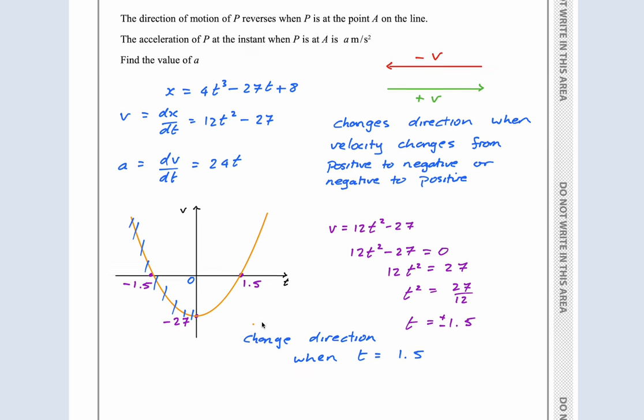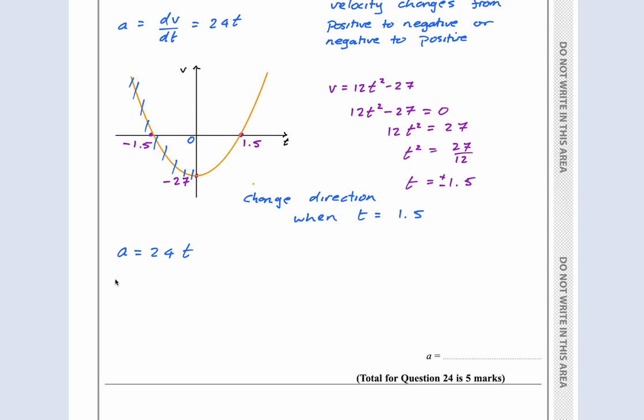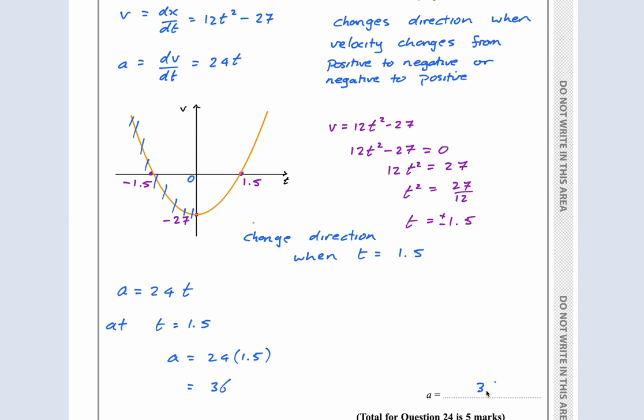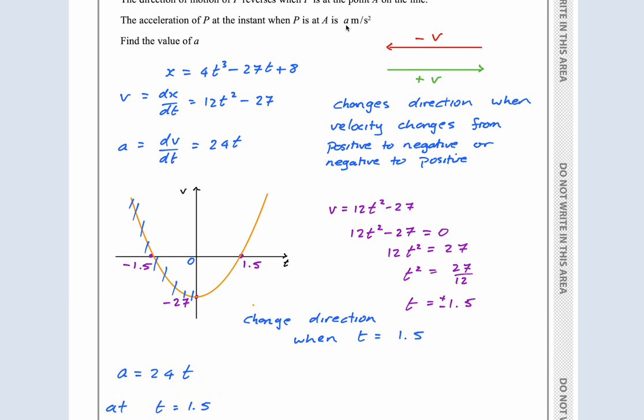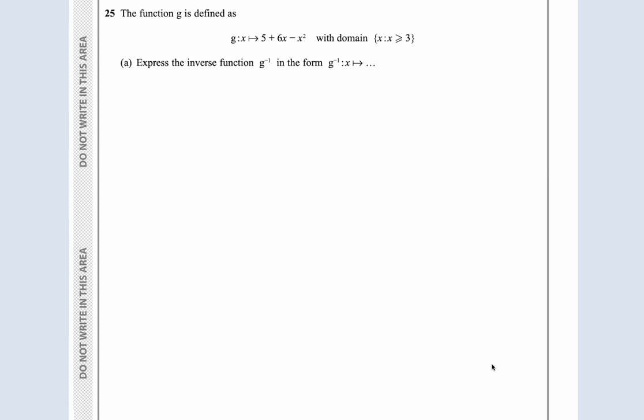Right, so I'm well aware, guys, that's obviously confusing, but I'm now just going to sub t into a. So a is equal to 24t. At t equals 1.5, a is equal to 24 times 1.5, and you can use your calculator, guys, but it's 36. So a is 36, and you don't have to put meters per second squared because it's meters per second squared. Okay, difficult question, guys, but anyway, here we go.